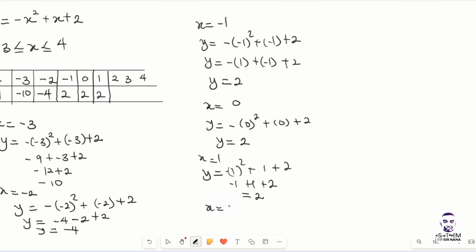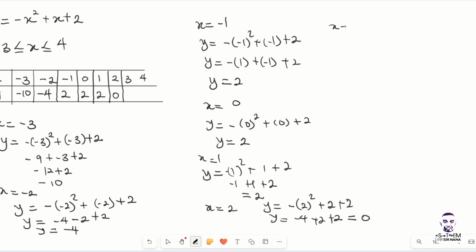If x is equal to 2, we move to the 2. That means that our y will be equal to negative 2 all squared plus 2, plus 2 again. So we are going to have y equal to negative 4 plus 2 plus 2, and it means that you are going to go to 0. So that is equal to 0.